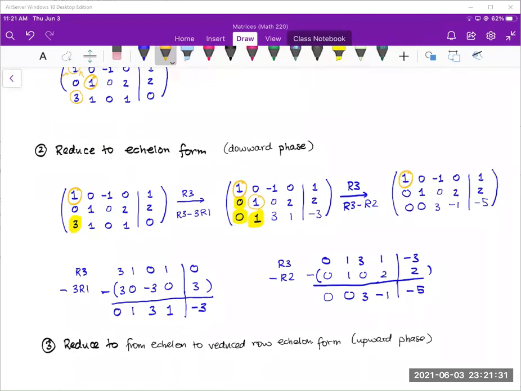Okay, and now when we're looking at these, if we look at our leading terms, so that's the first non-zero entry in each row, notice that as we look down, they are moving to the right. So as we look at lower rows, our leading entries move to the right. We've got zeros below these terms. Okay, so we are now in what's called the echelon form. Our leading entries move down and to the right.